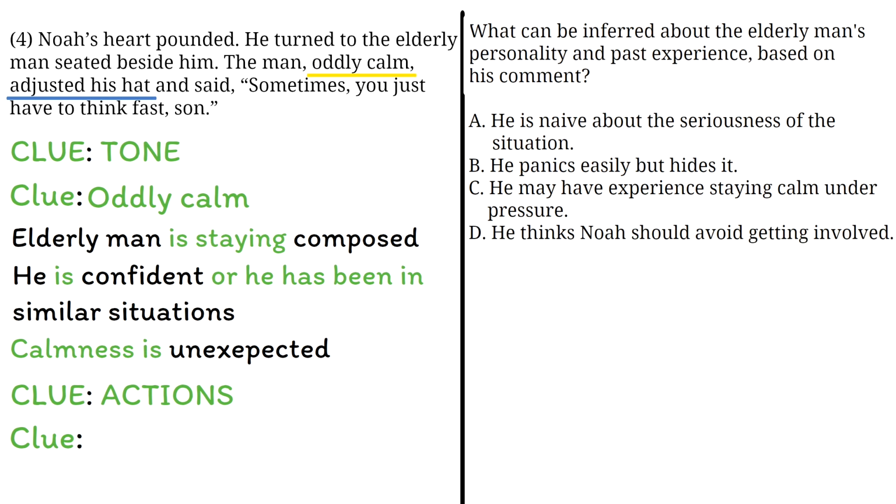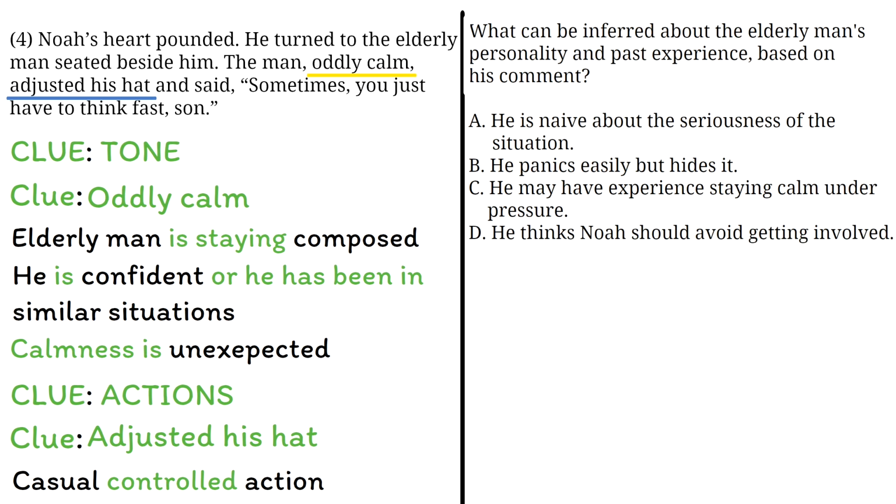This clue is, "adjusted his hat." This is a casual, controlled action. The elderly man is not flinching or reacting with fear like everybody else on the train. He looks to be in control even when things feel uncertain.